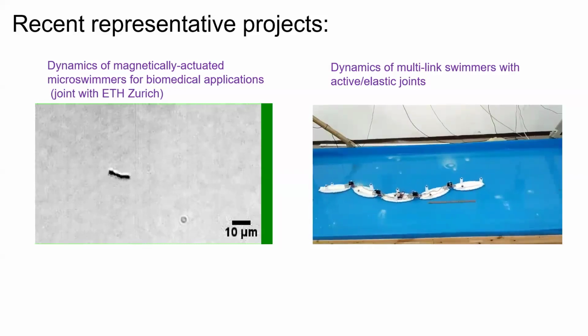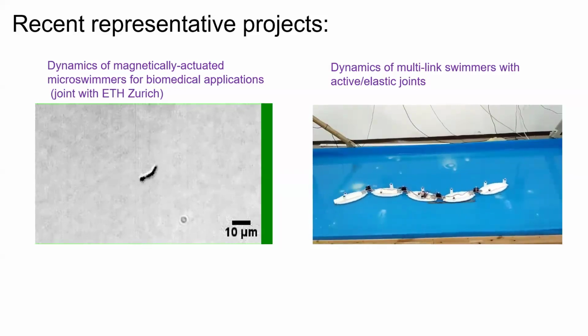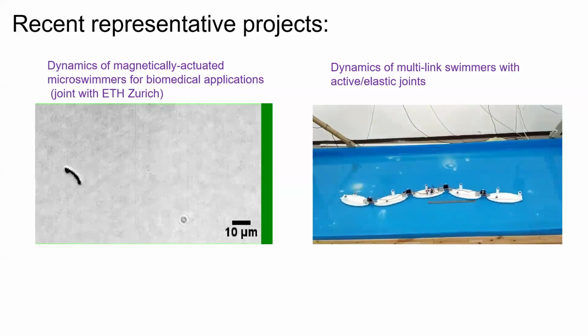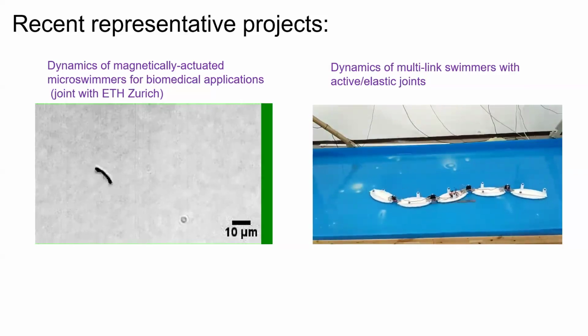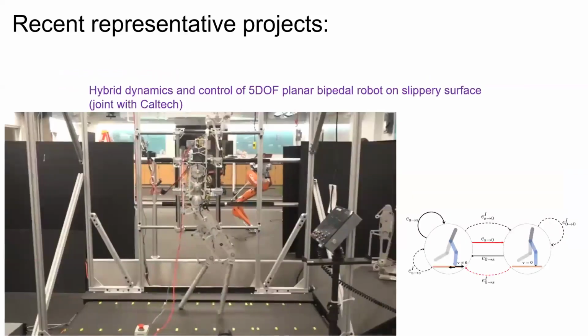This one is in Zurich, and it's actuated by some magnetic field. It's under a microscope here. And we are writing equations like this and analyzing how we can control this robot and improve its performance. Nonlinear dynamical system.